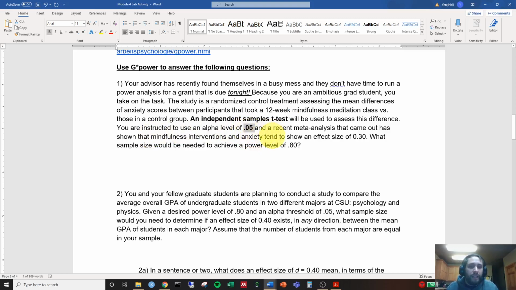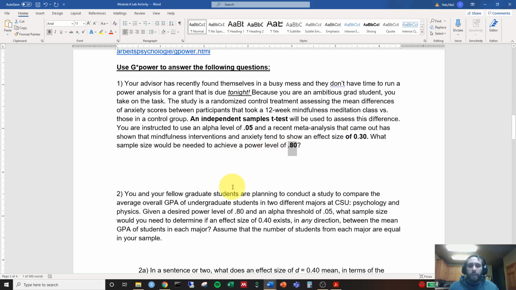And a recent meta-analysis that came out has shown that mindfulness interventions in anxiety tend to show an effect size of 0.30. So that's a pretty big effect size in this imaginary world that we created. So what sample size would be needed to achieve a power level of 0.80?